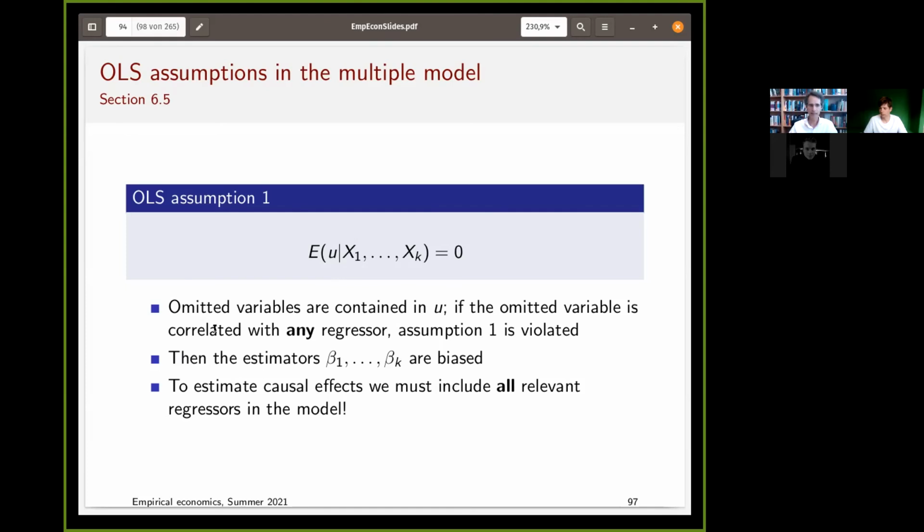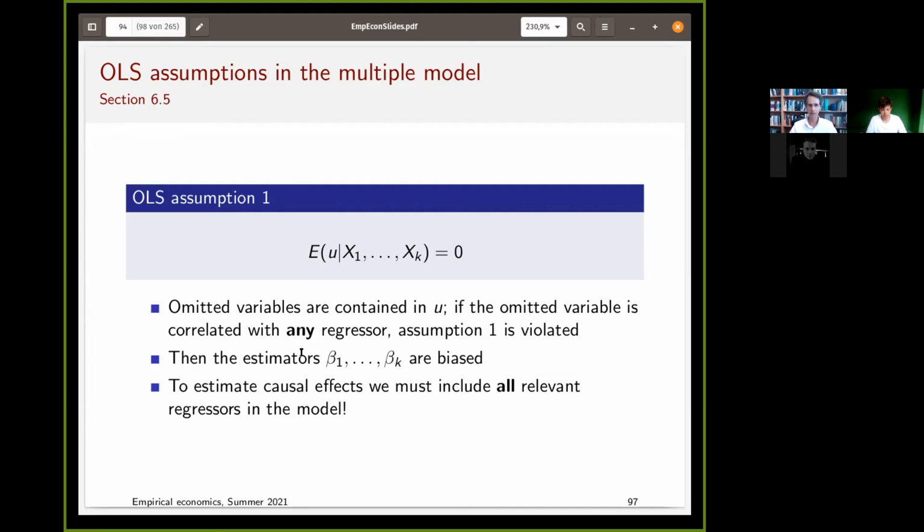Because in that case, the estimators beta 1 up to beta k are biased. And the reason is exactly the same as we explained in the first part of this lecture. The reason is that this confounding effect really comes into play. The confounding factors which impact on the error term on the one hand side and on the regressors on the other hand.